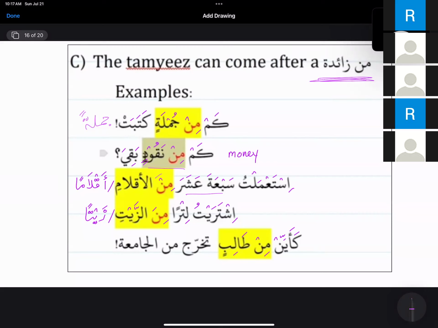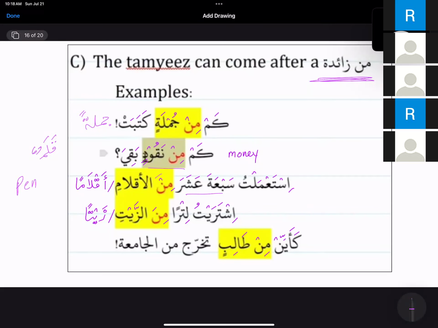17. Ishtaraytu litran. It could be zaytan. Zaytan is the oil. Right? Or min zayti. What is aklaman? Pens. Plural of pen. Kalamun. So it can be written both ways because of the min. But if we are writing aklaman, then we don't have to use min, right?